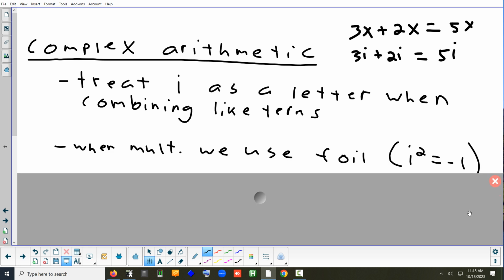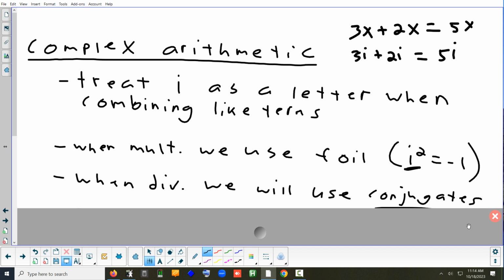When you multiply, you're going to have to end up using the double distributive property, which means you're going to get some i squareds in the problem. Anytime we get an i squared, we have to remember to change it to -1.